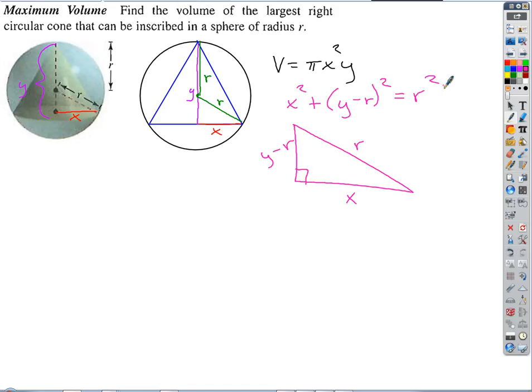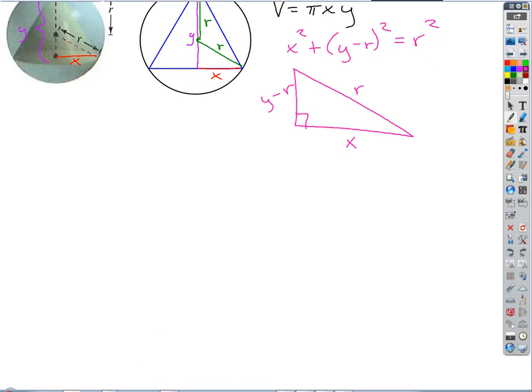I can expand that out, right? So if we do that, we're going to end up with x squared plus, what is the expanded version of that? y squared minus 2yr plus r squared. Okay, that helps. What can we do? We can get rid of the r squareds.